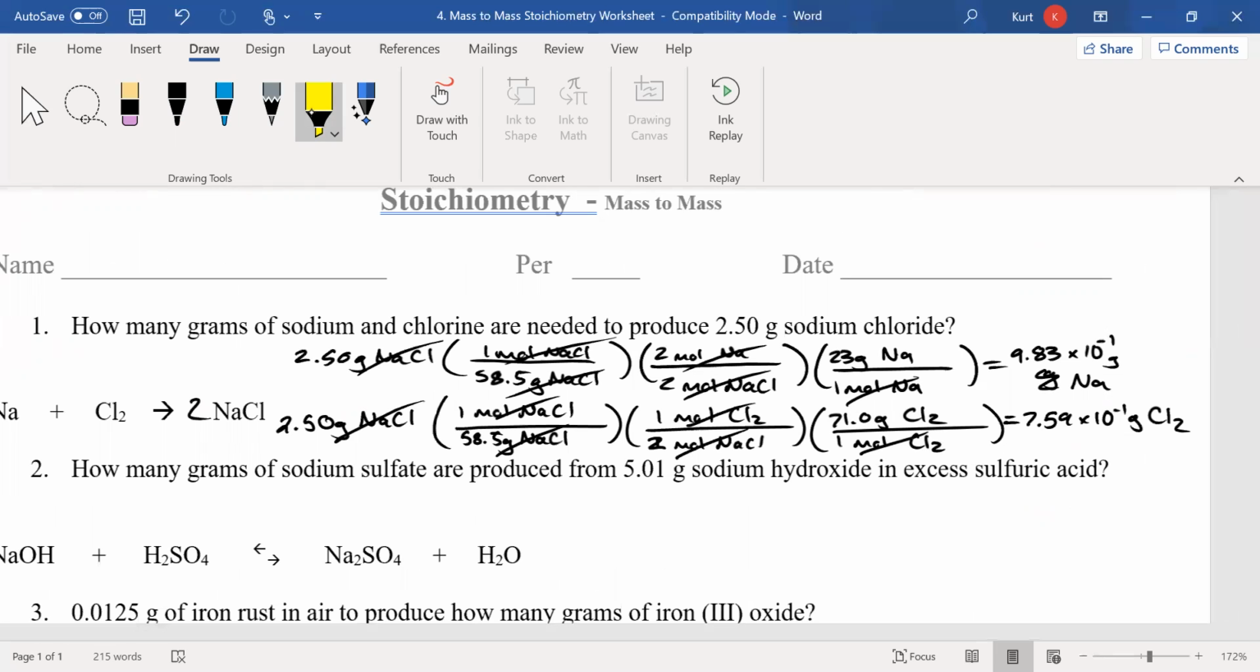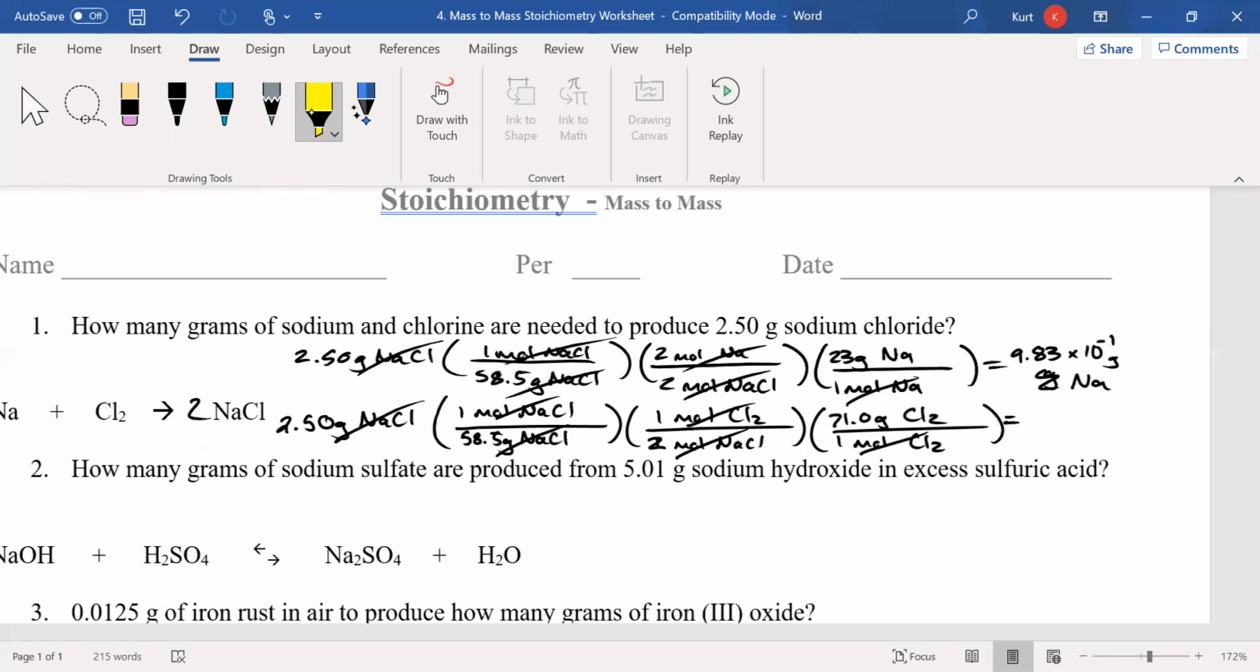We got a different answer for the chlorine. What did you get from the molar mass of chlorine? 71. What did I do wrong? Well, we got 1.52. Yeah, 2.5 divided by 58.5 divided by 2, times 71. All right. I see. I got it.